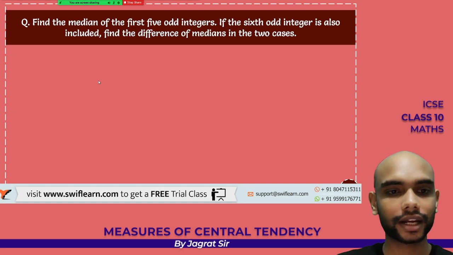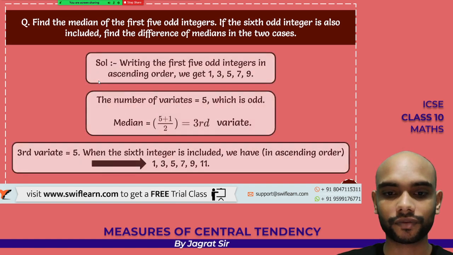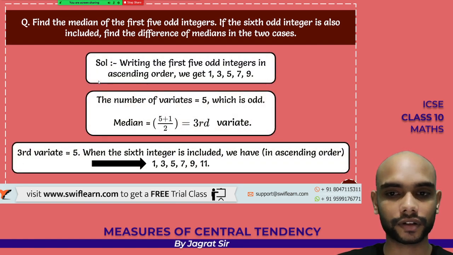First 5. Okay, and they are arranged in the ascending order. So the middle one is coming what? 5 plus 1 upon 2, third. So 1, 3, 5. So 5 is your median for the first part.